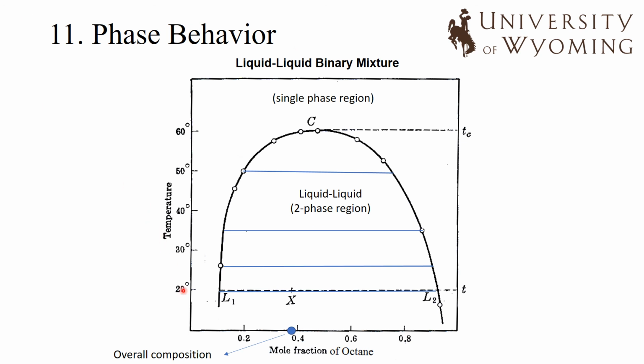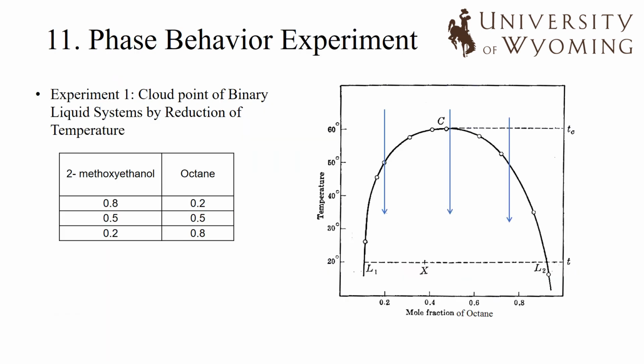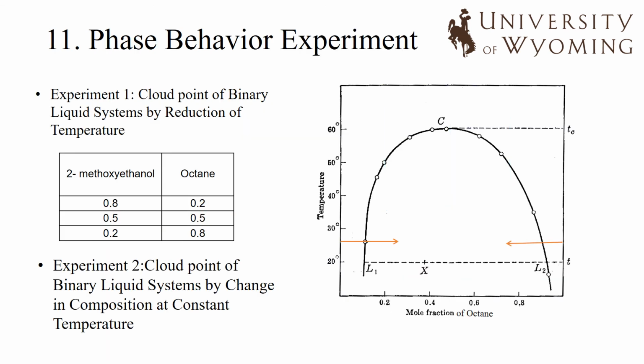So in this experiment, we will use octane and another liquid called methoxyethanol. Generally, when the two liquids are very miscible together and form a single phase, we don't see any cloudiness. But once they start forming a cloudy solution, as you see here, then we have entered the two-phase region. So as we said, we're going to use octane and methoxyethanol, and we will do two types of experiments.